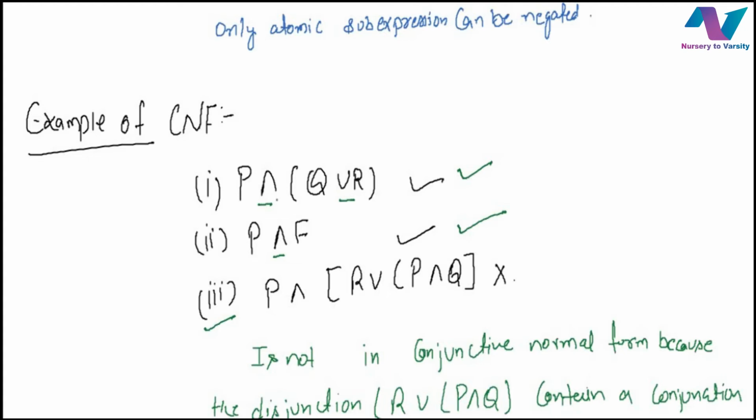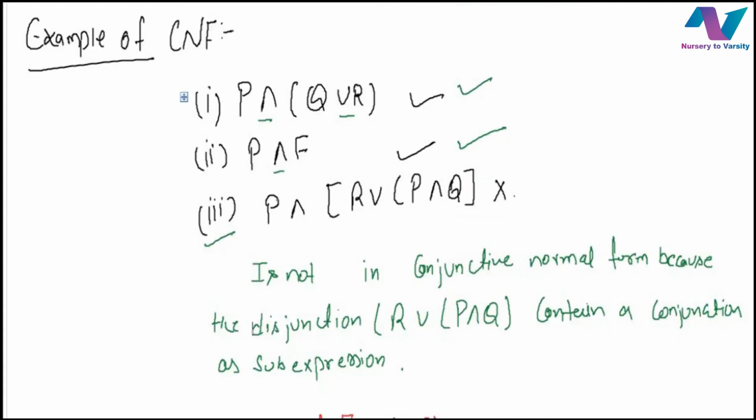Why? This particular form is not in conjunctive normal form because this disjunction we are talking about, this part, contains a conjunction as a sub expression. We have OR, but after OR we have one more sub expression which contains that AND operation, or conjunctive operation. So we say that this particular form is not in CNF.